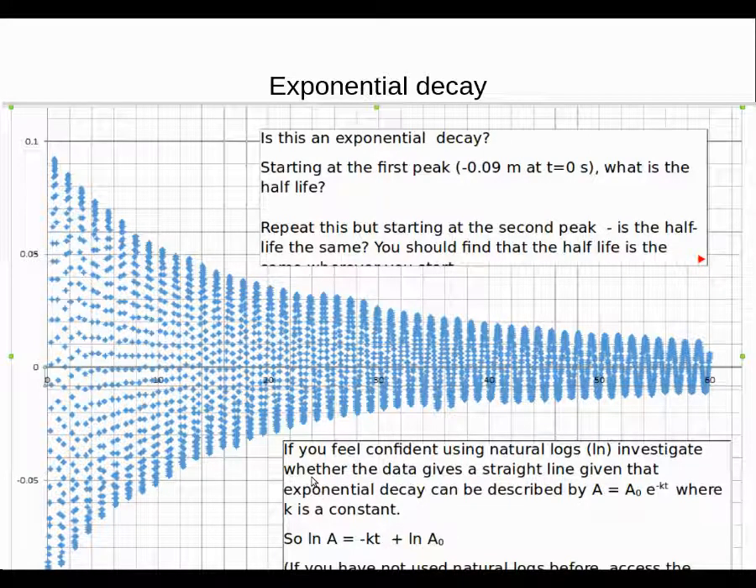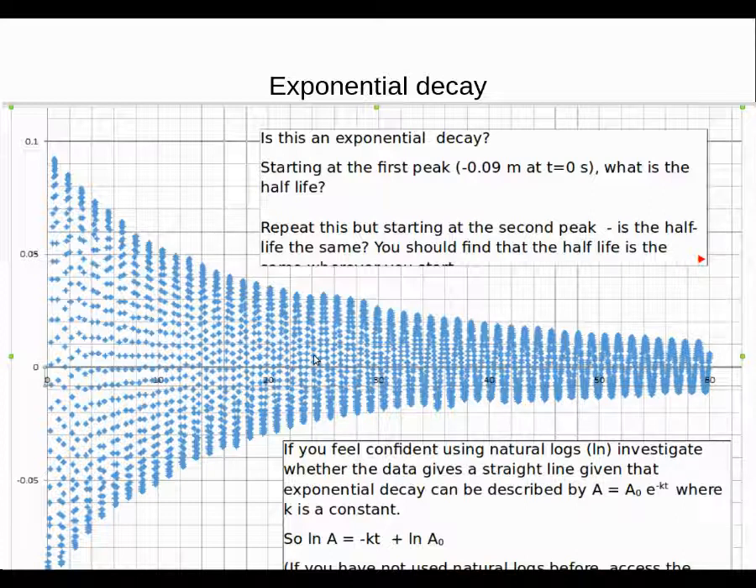Okay, for this particular activity, you don't need to use natural logs or anything, but in the second year, we will be moving on to equations of this form: A equals A naught e to the minus kt, A being the amplitude at time t, given that you started with amplitude A naught at t equals 0. So obviously not all of you are used to seeing exponential decay, but this is just the form of the equation that will be coming up.